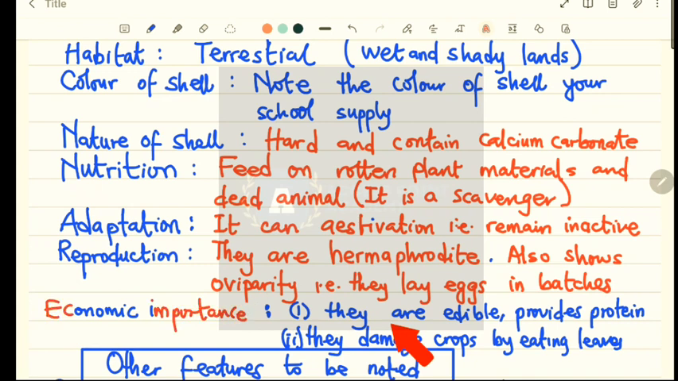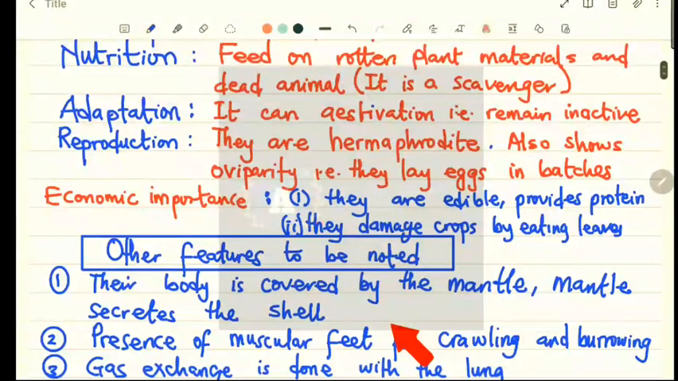So what are the economic importance of the land snail? Number one is that it is edible, it is eatable, and it contains protein. It provides the body with protein. Then another economic importance is that it damages crops. That's a disadvantage there. It damages crops by eating leaves.